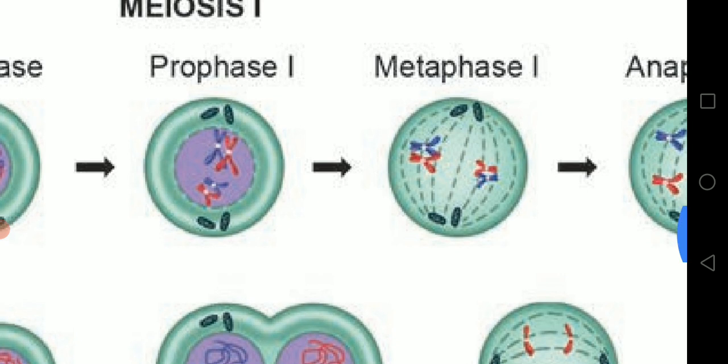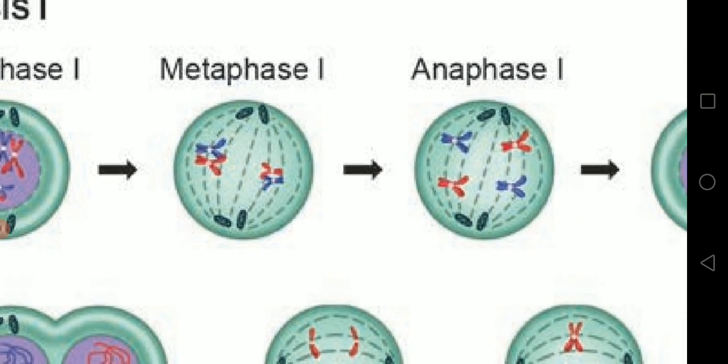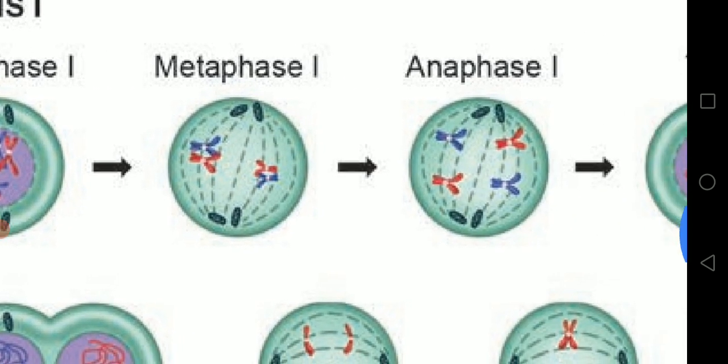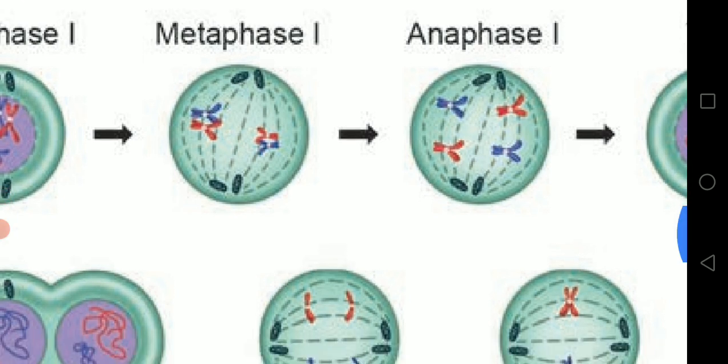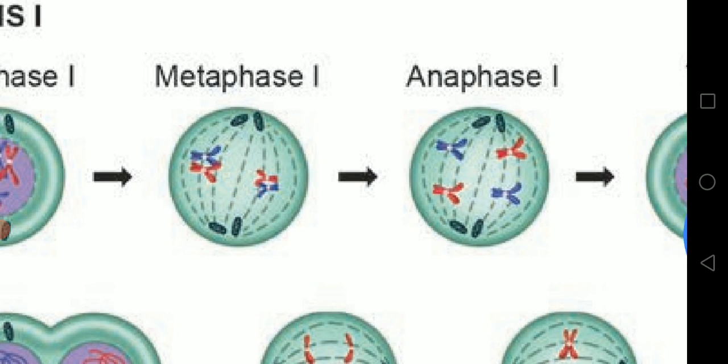What about anaphase? The next stage is anaphase. What happens in anaphase? We'll see. Each homologous chromosome with its two chromatids and undivided centromere moves towards the opposite poles of the cell. This stage of the chromosomes is called a dyad.